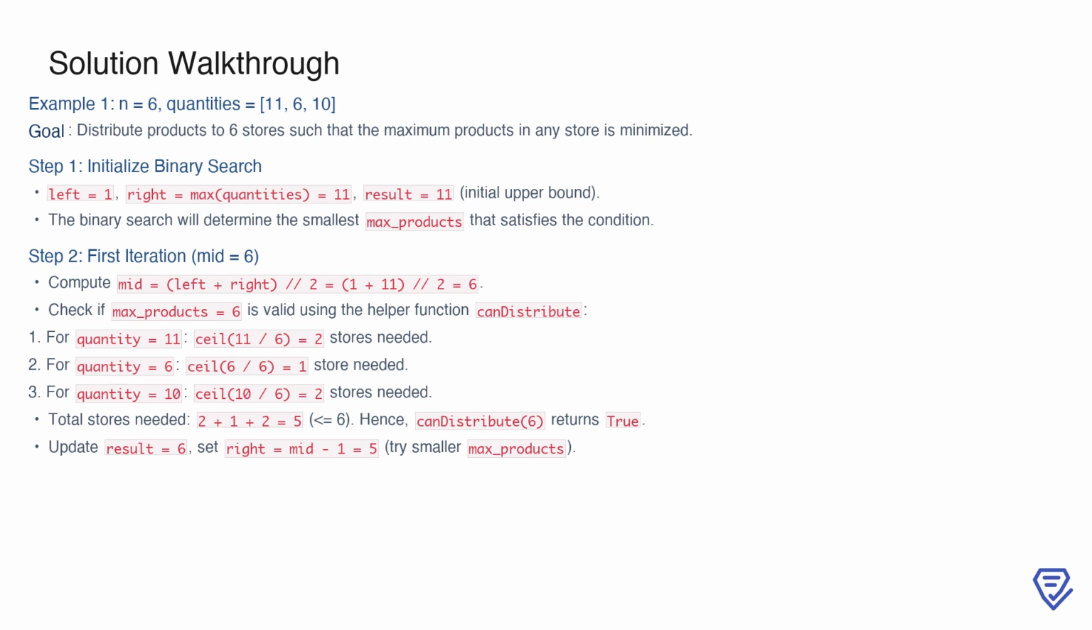In the first iteration, we calculate the midpoint, which is 6, and check if it's possible to distribute the products so that no store exceeds this number. Using the canDistribute helper function, we determine the number of stores required for each quantity. For 11 products, 2 stores are needed since 11 divided by 6 rounds up to 2. Similarly, 1 store is needed for 6 products, and 2 stores are required for 10 products, totaling 5 stores. Since this is within the allowed 6 stores, the midpoint value of 6 is valid. We then update the result to 6 and adjust our search range by setting right to mid - 1, which is 5, to explore smaller possible values for the maximum products per store.